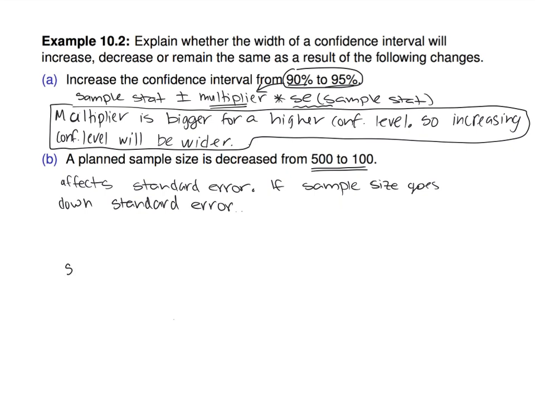So in chapter 10, we say the standard error of p hat is the square root of p hat times 1 minus p hat over n. So if you decrease the sample size to 100, you're going to make this into a bigger number. If you divide by 500 versus dividing by 100, the standard error will be smaller with 500 than 100. So if sample size goes down, standard error goes up, and so the confidence interval will be wider.